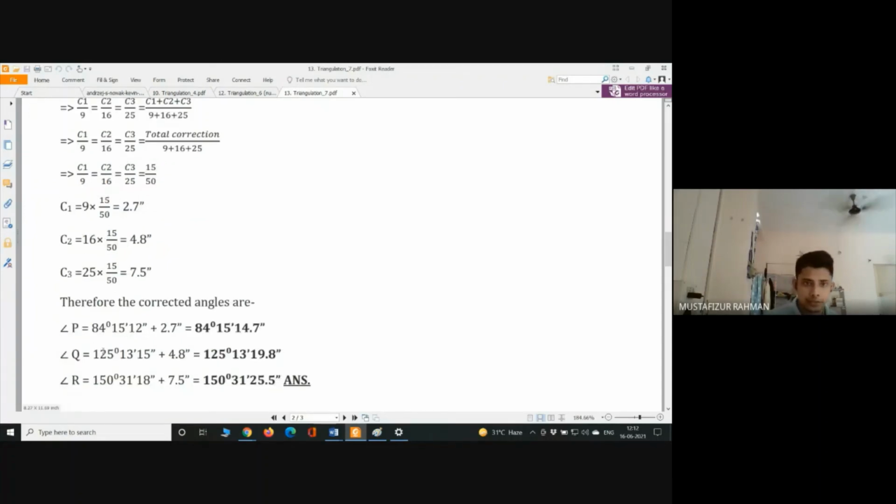So all these values will be added to angle 1 or angle P. Then the next one, angle Q. The third value would be the third angle, angle R. So we add them and we get the corrected values. Okay, so finally when we add these values, now the total summation will be 360 degree, which is the necessary condition we know. Now the angles are corrected according to their weights.